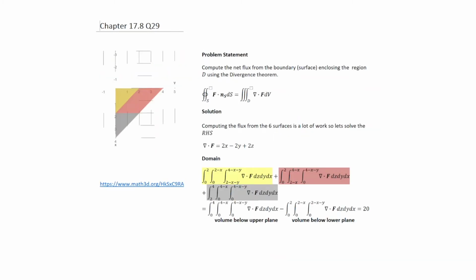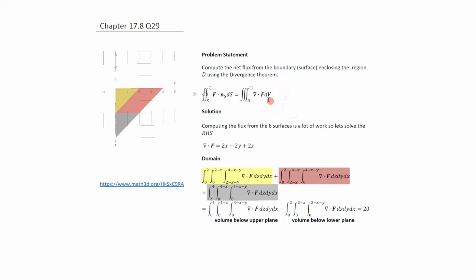All right, so here basically is the problem statement. Compute the net flux from the boundary surface enclosing the region using the divergence theorem. So the divergence theorem is here. This is the left-hand side, which is basically a flux over the closed surface. And on the right-hand side is the divergence of the vector field integrated over the volume enclosed by the surface.